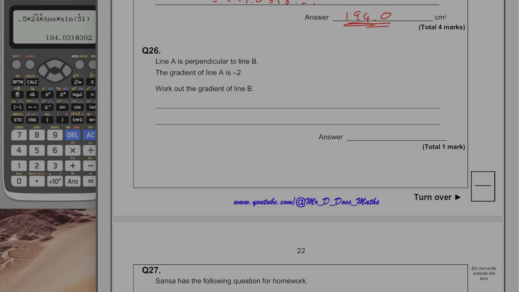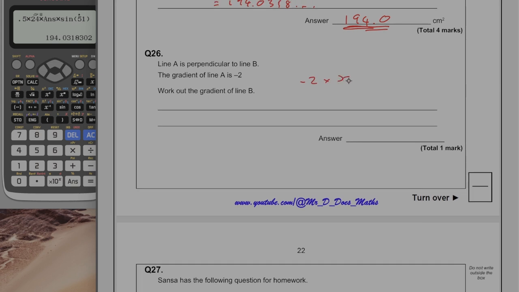Right, question 27. Line A is perpendicular to line B. The gradient of line A is -2. Work out the gradient of line B. So if the lines are perpendicular, we need -2 times x to be equal to -1. So it's going to be the negative reciprocal, which in this case is going to be a half.